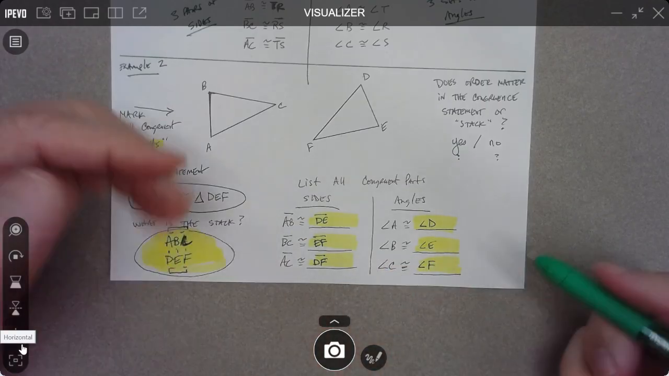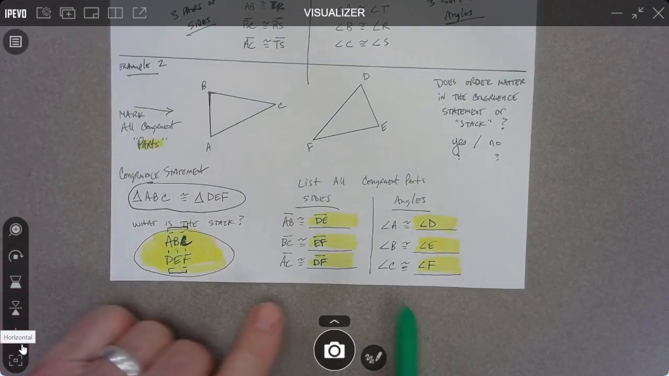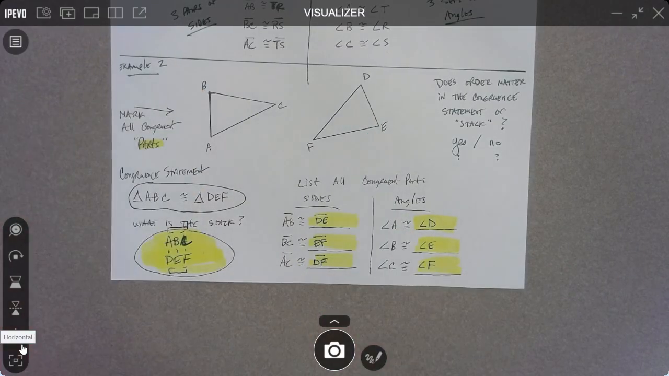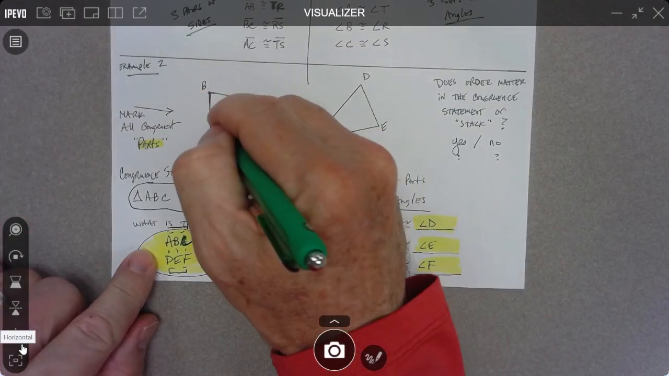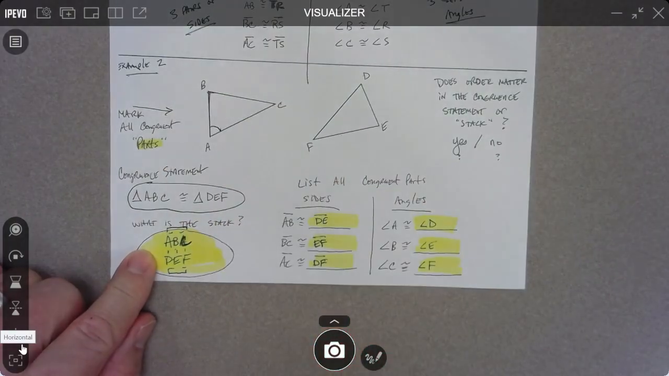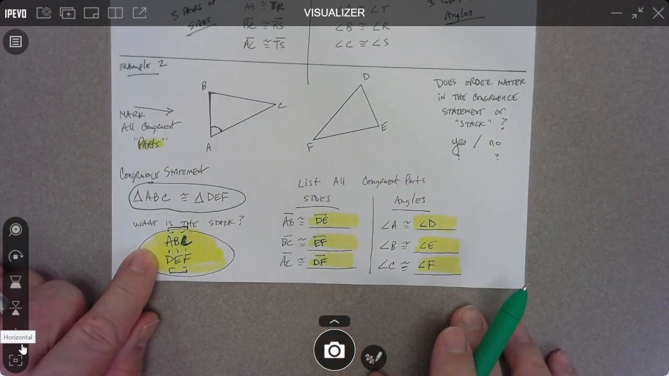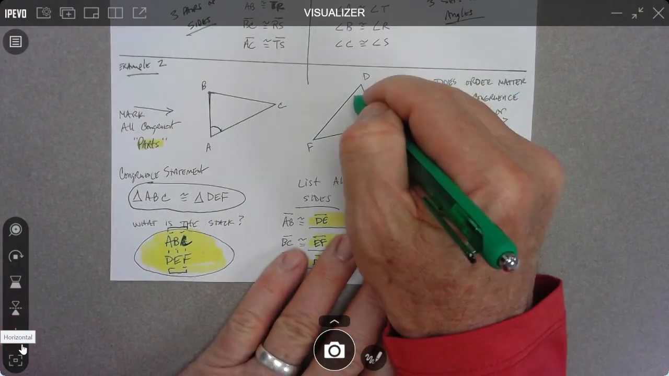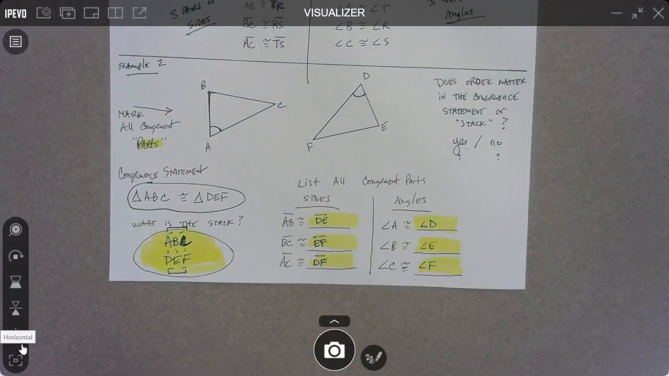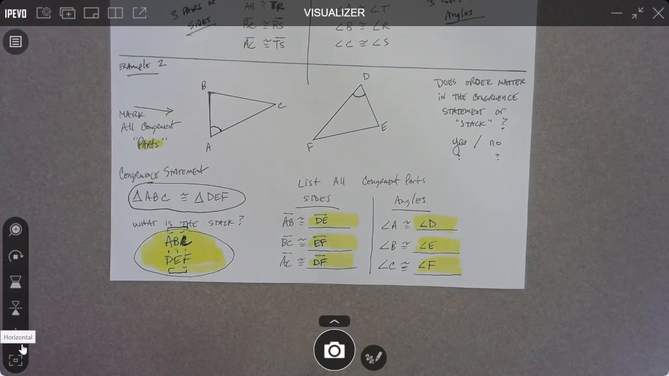All right, now, once I've listed all this, this becomes really easy to mark. So let's start with A. We'll mark a single arc on A, which means we're going to go to the other triangle and mark a single arc on D, because those are the two congruent angles. Those are the two that correspond is the word that we want to use. Jack?